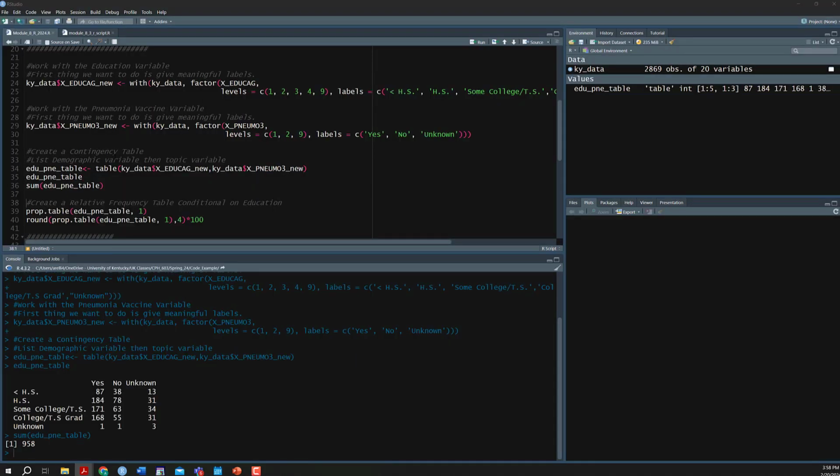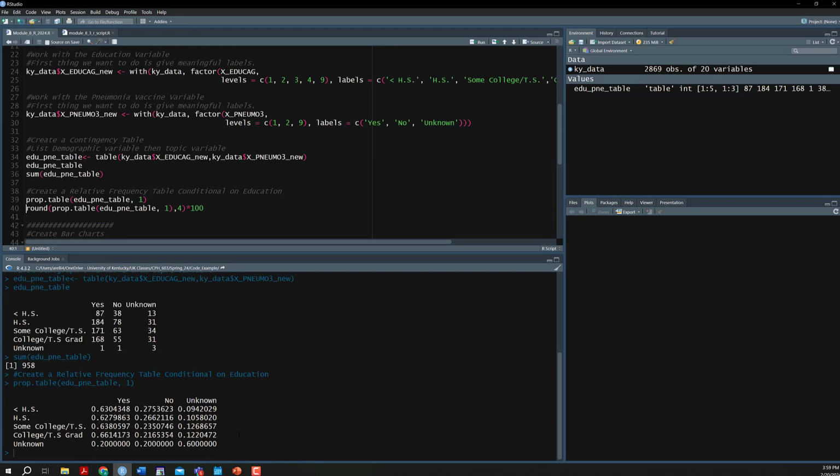Okay. Like we talked about earlier in this video, one thing that would be really useful is if we could create some conditional proportions. Typically we condition on the demographic variable, and that allows us to look at different levels of the demographic variable to see if there are differences in vaccine compliance. To do this, we use the prop.table function, and we add in the name of that table that we created up here, and then the number 1.